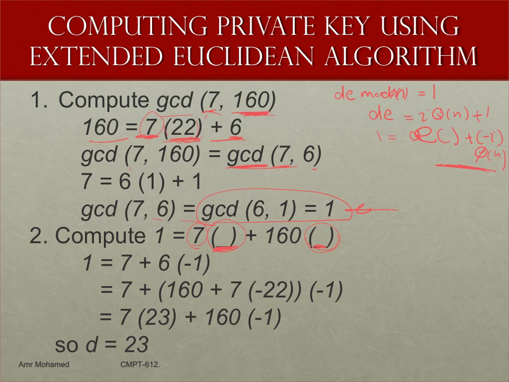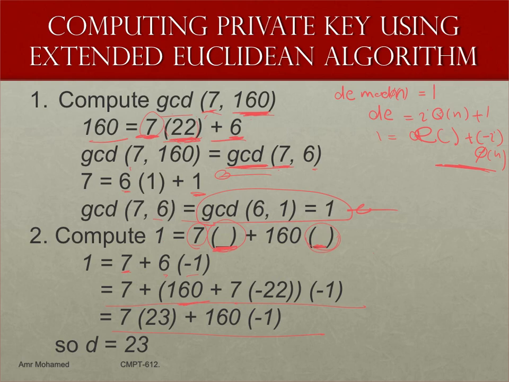So we can go in the reverse direction and say, we know from this step that the 1 is in fact 7 plus 6 multiplied by minus 1. And in fact, the 6 is 160 plus 7 multiplied by minus 22. So we get this form, and then we reduce it to that.